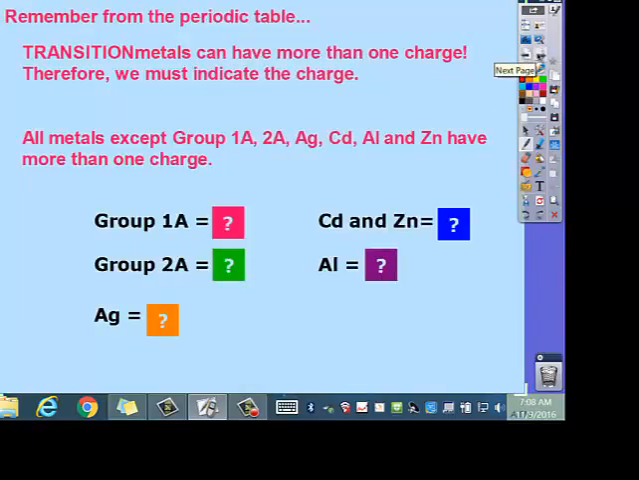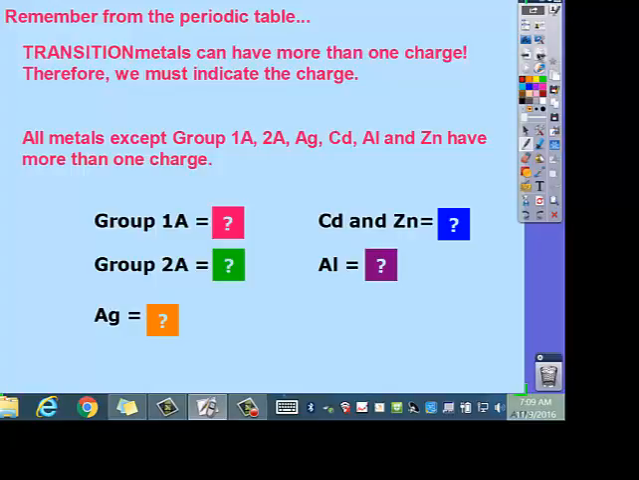Remember from the periodic table, transition metals can have more than one charge. So you have to know which charge it is, and you have to express that. You have to tell people what charge it is, because it could be anything. It could be +1, +2, +3, +4. It'll never be negative, but it's always a different positive. All metals except group 1A, 2A, silver, cadmium, aluminum, and zinc have more than one charge.